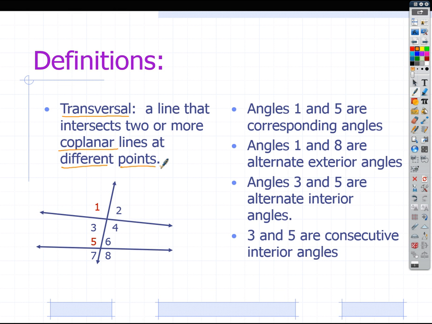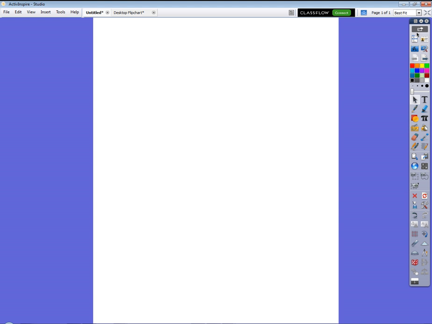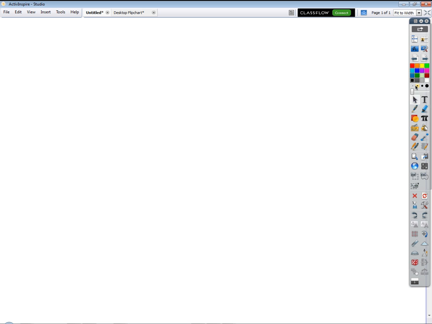Okay, so the lines have to be in the same plane. All three lines have to be in the same plane, or it could be even more than three. It has to be at least three. You tell me, I'm going to draw some examples up here, and you tell me if these lines represent a transversal. So say I've got these two green lines.